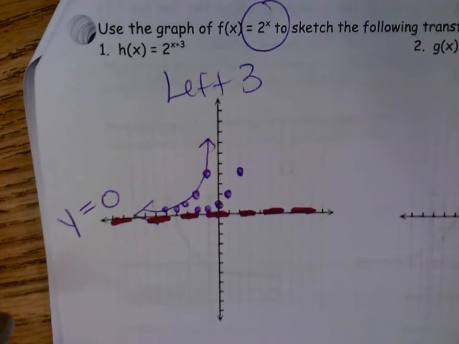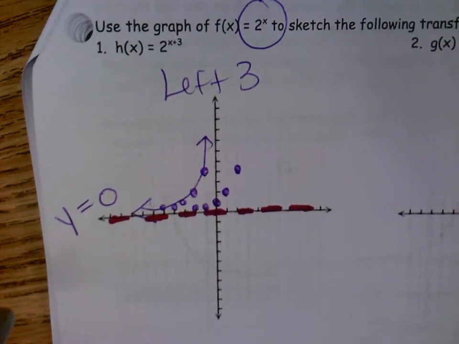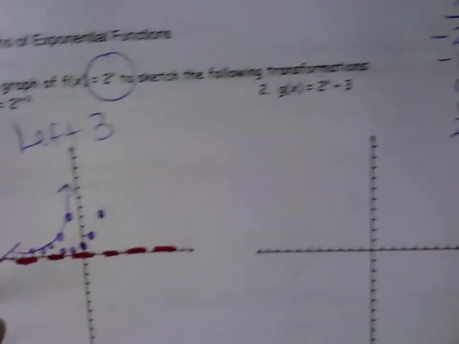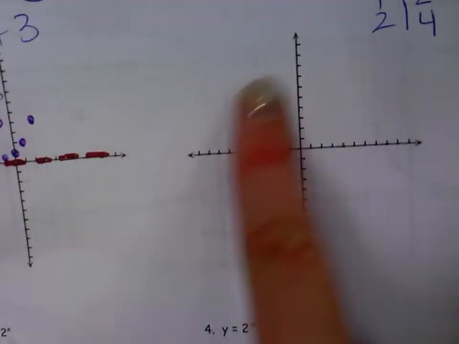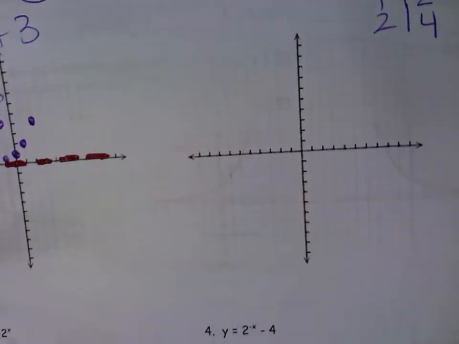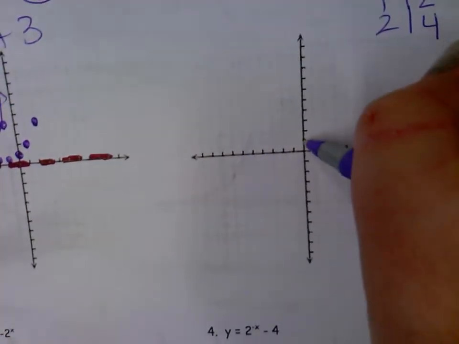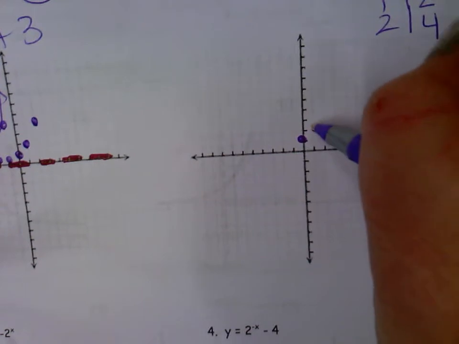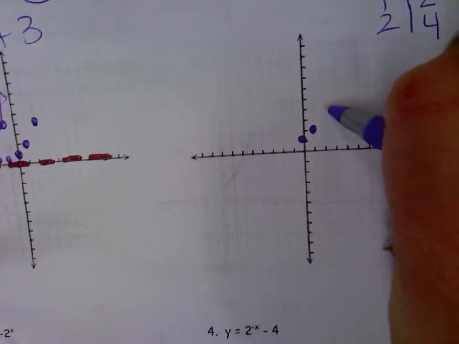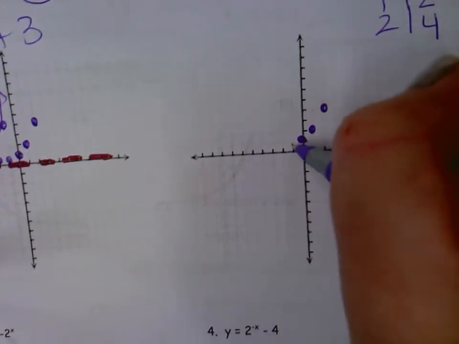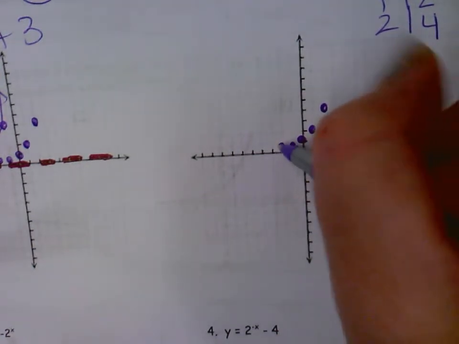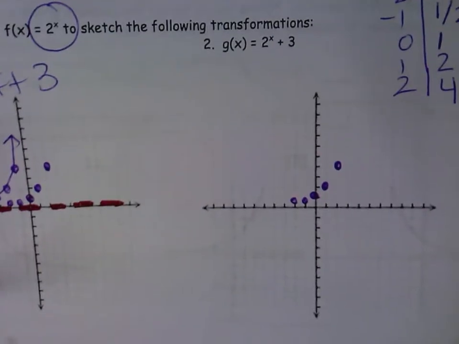All right, let's see if we can do this next one a little bit easier since we've already generated the parent function. So go ahead and redot the parent function on this next axis. That's going to help you practice the parent function. So my intercept is at 1, 1, 2, 2 squared is 4, 1/2 and 1/4. And then what is this transformation? What does a plus 3 do?